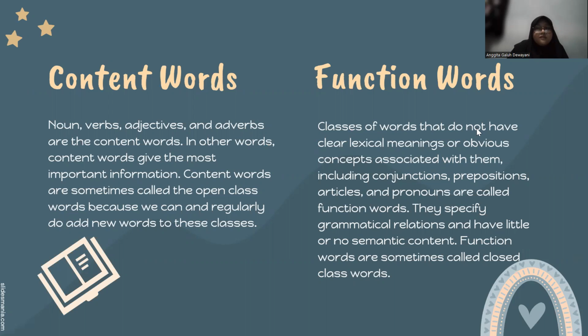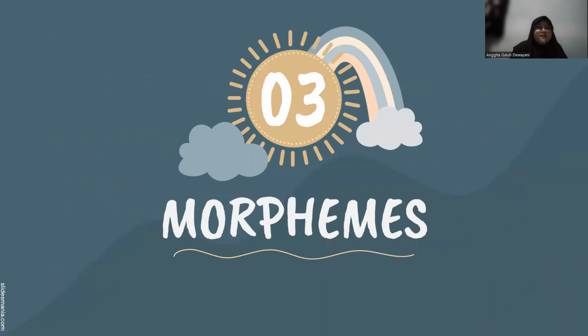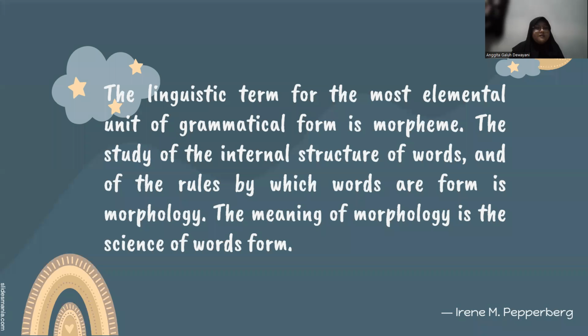Function words. Classes of words that do not have clear lexical meanings or obvious concepts associated with them, including conjunctions, prepositions, articles, and pronouns, are called function words. They specify grammatical relations and have little or no semantic content. Function words are sometimes called closed class words. The third one is morphemes.